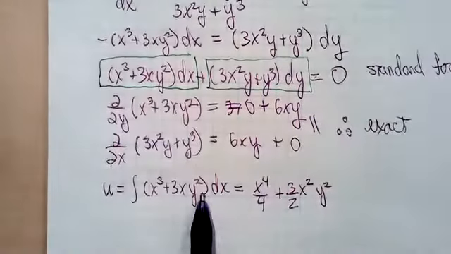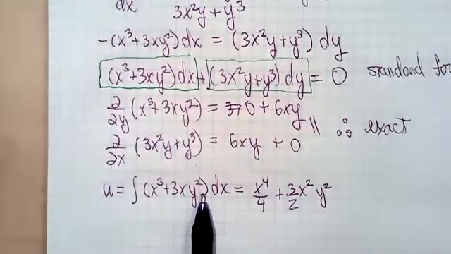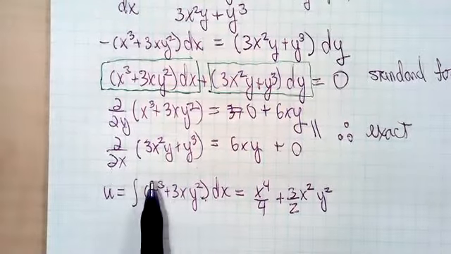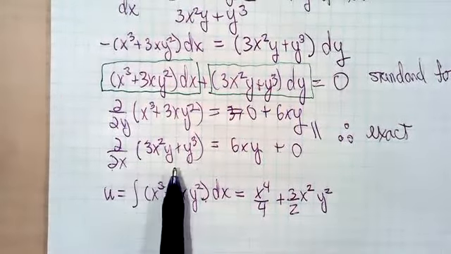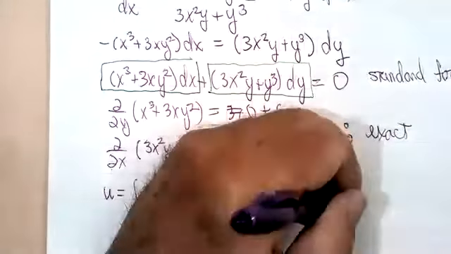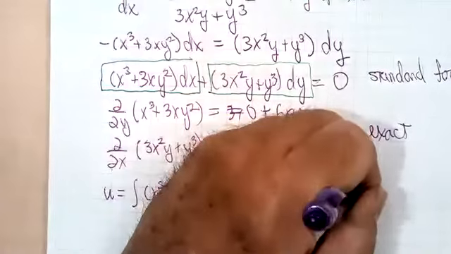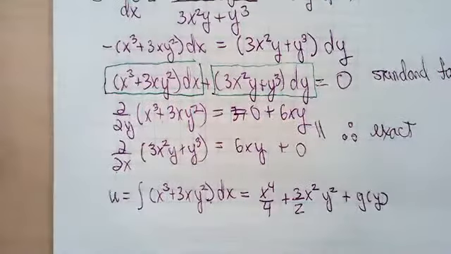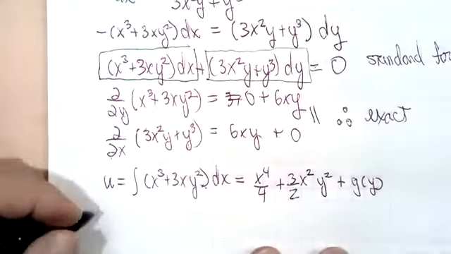And it could possibly be that the original function u had some terms involving only y. If they did, once I had taken the partial with respect to x, which is that part right there, the y terms would be all gone. So I just have to say, maybe there are some y terms, I don't know, not right now. I'm allowing for the possibility.